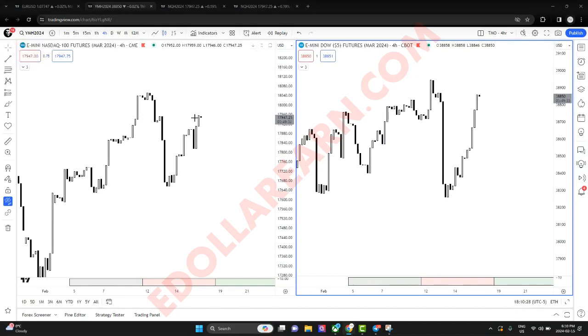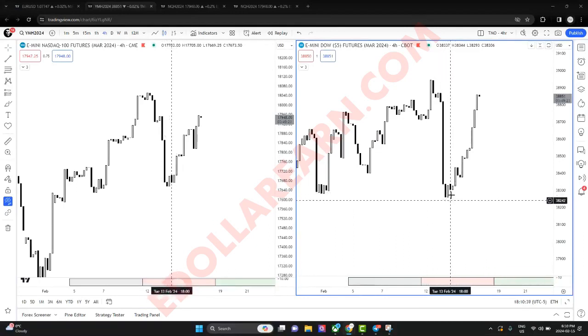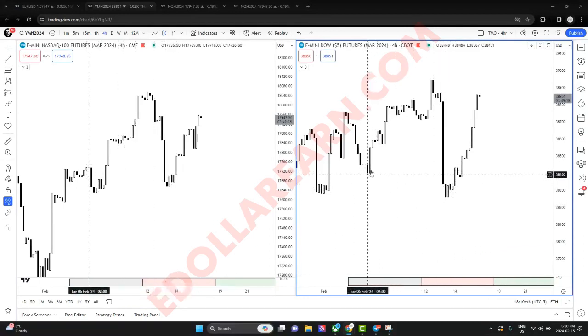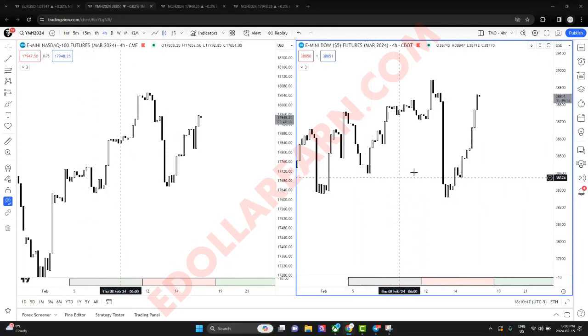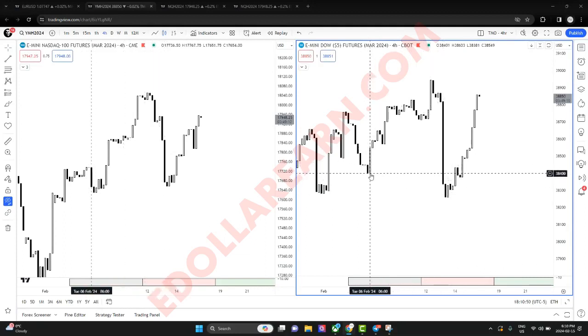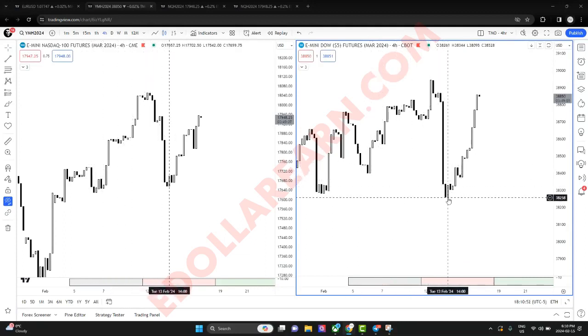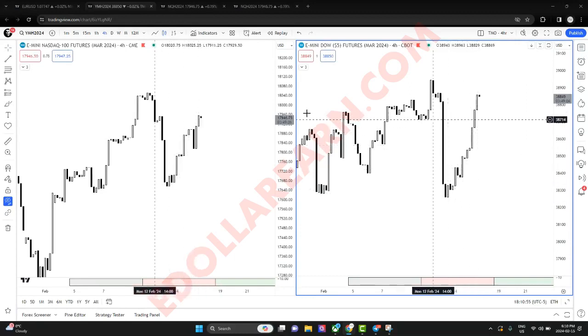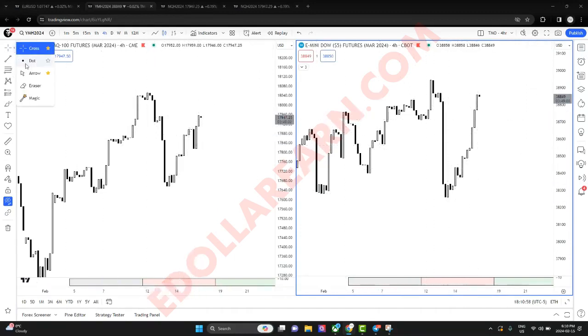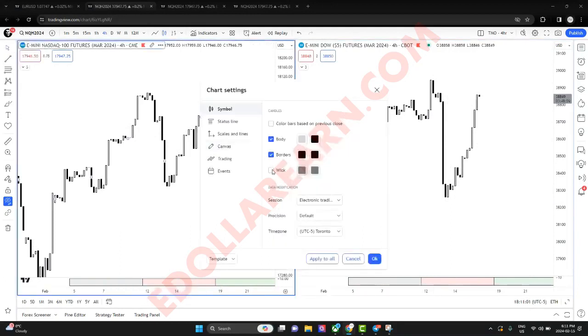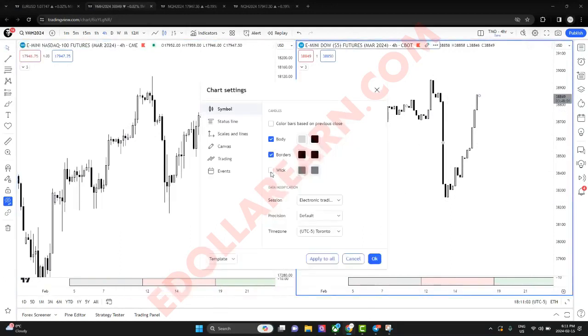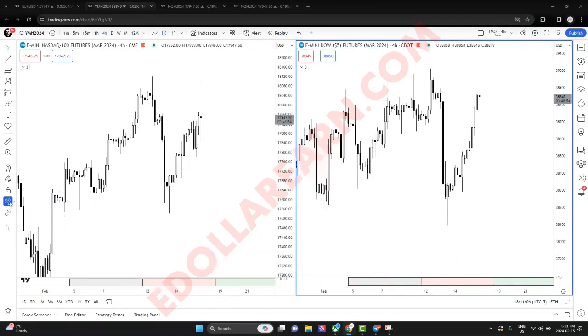I'll turn the crosshairs on so you guys can see. So this is the lowest close in Q2 in regards to the monthly cycle, which is comprised of 4 weeks. And this is the lowest close in Q1. So we had price trade below this close, and then we had price rally. So now I'll just turn the wicks back on so you guys can see.